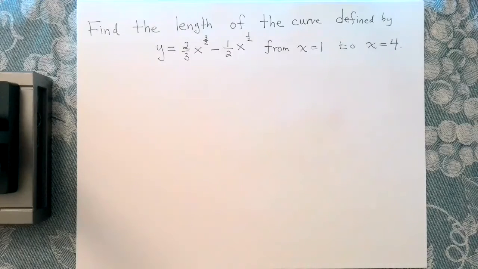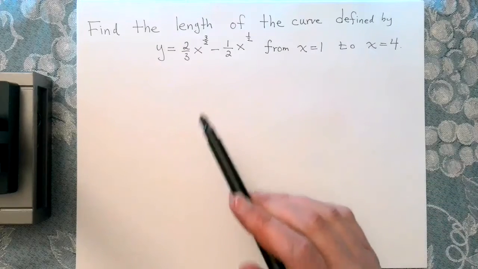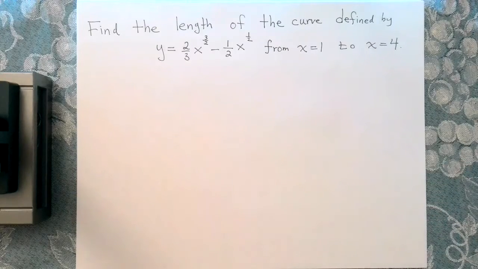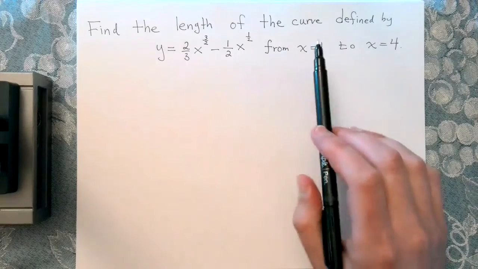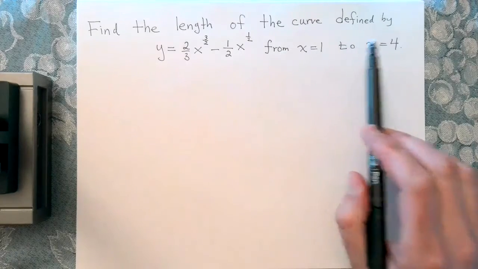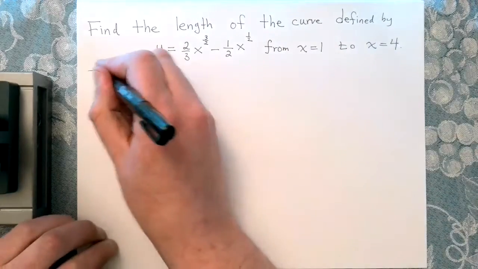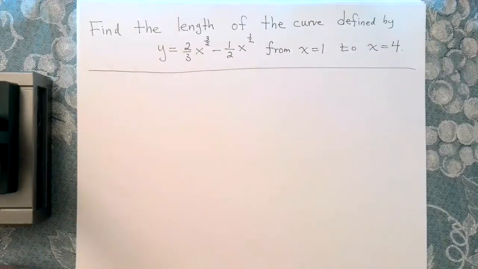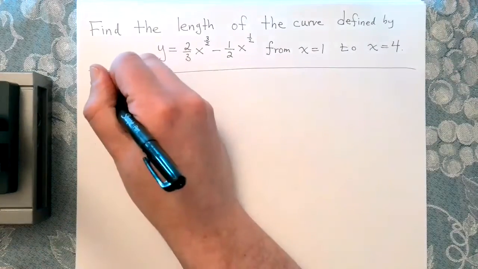Hey everybody, welcome back. So today we want to talk about arc length, and our goal is to find the length of the curve defined by y equals 2/3 x to the 3/2 minus 1/2 x to the 1/2, specifically from x equals 1 to x equals 4. So first, we're going to need to recall the arc length formula.